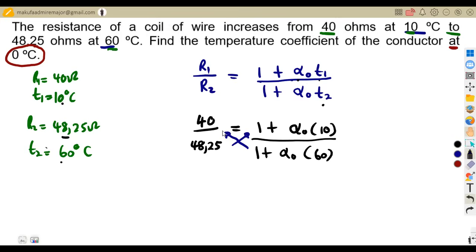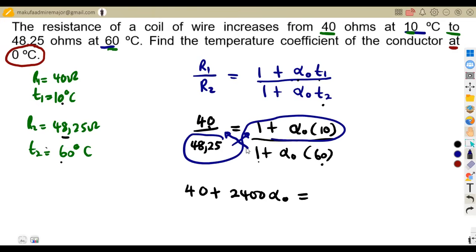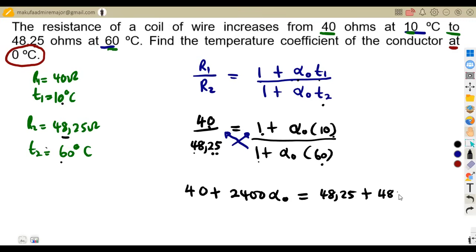We can cross multiply. So the 40 is going to multiply 1 here, which is 40 plus the 40 is going to multiply the whole of this part here. So that's 40 times 60, which is going to give us 2,400 alpha naught, which is equal to the same thing. This part is going to multiply the rest on top. So that's 48.25 times 1, which is 48.25 plus 48.25 times 10, which is going to be 482.5 alpha naught in this case.